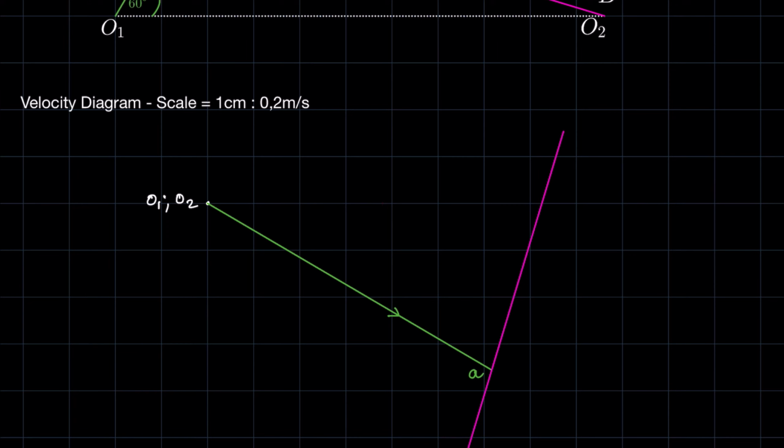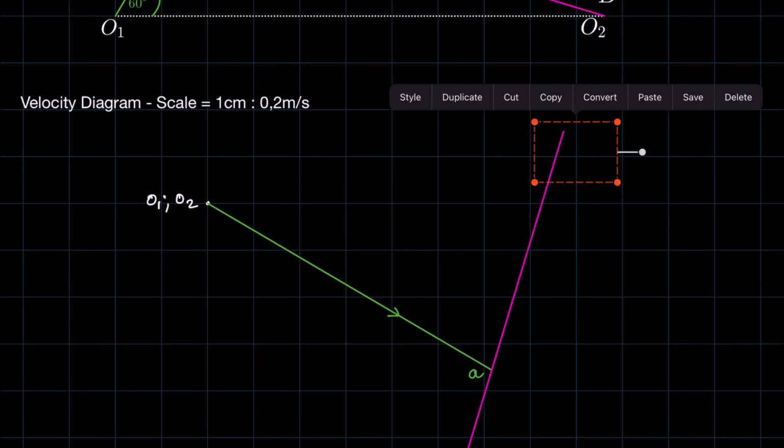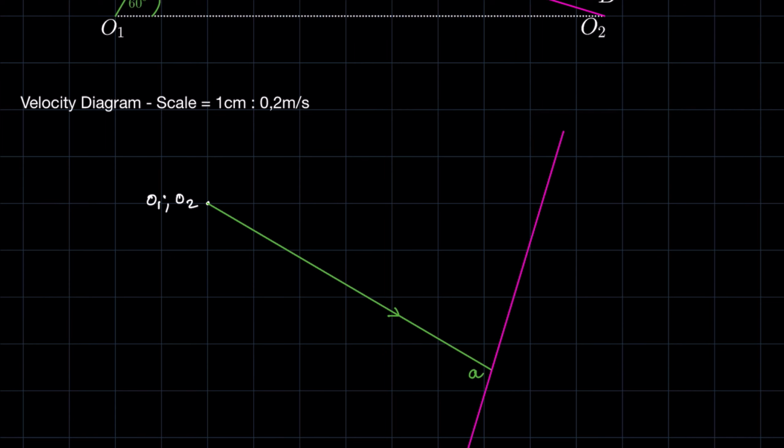Now for the line to meet with this line that represents B, it means it has to go in this direction, and that tells us clearly that the direction of this line must go in that direction, so that it's going to be able to meet with the velocity of the slider, right? So those are the two approaches you can take. You can either draw a line going in both directions and then just continue drawing your velocity diagram.